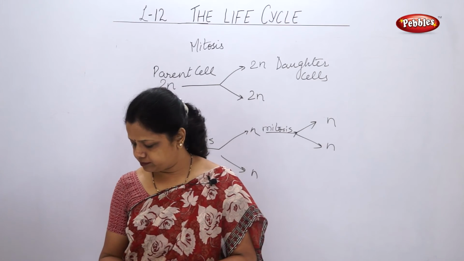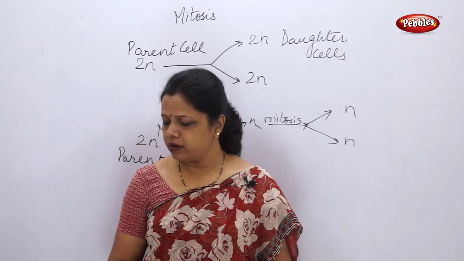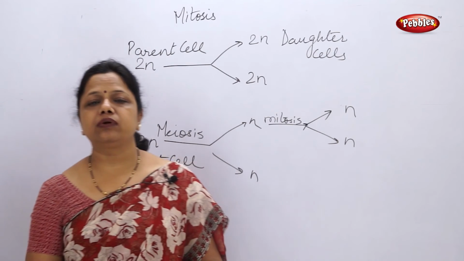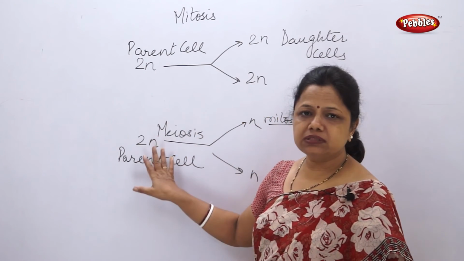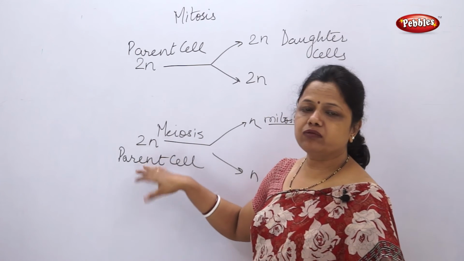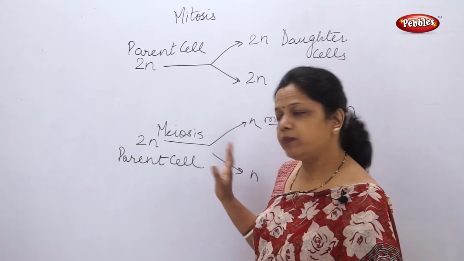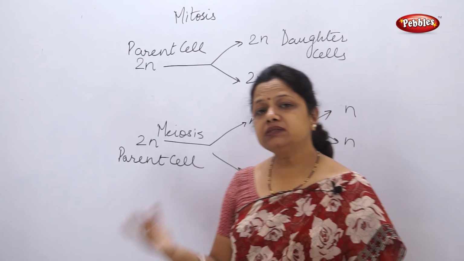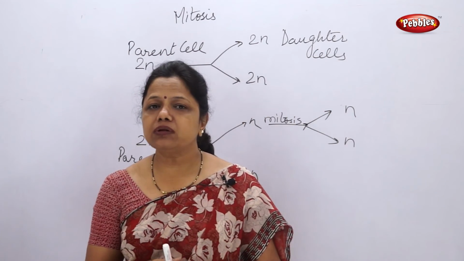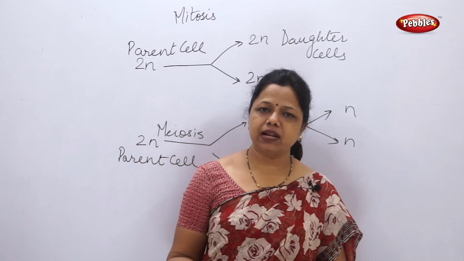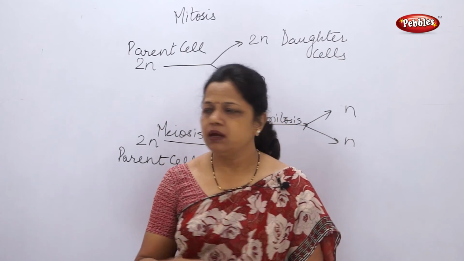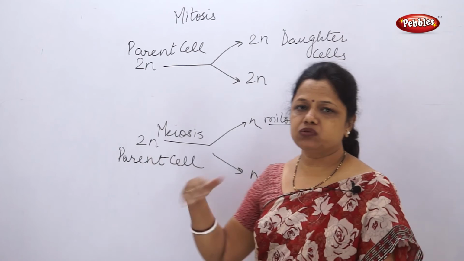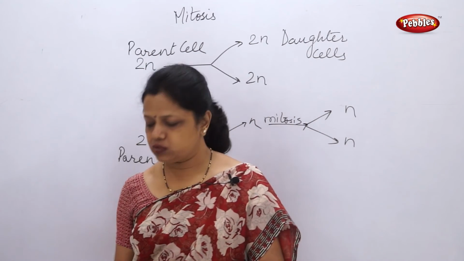How is the diploid number restored in sexually reproducing animals? As I said, in sexual reproduction, meiosis takes place. The 2n number of chromosomes divides into haploid numbers n and n. But how does it get restored? In the fertilization process, the male cell and the female cell fuse together. Again, n and n becomes 2n, and this is how it is restored.